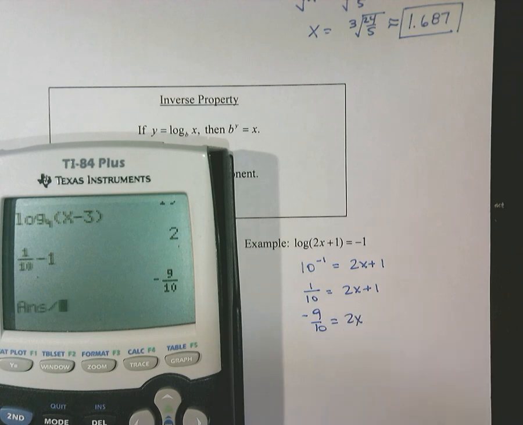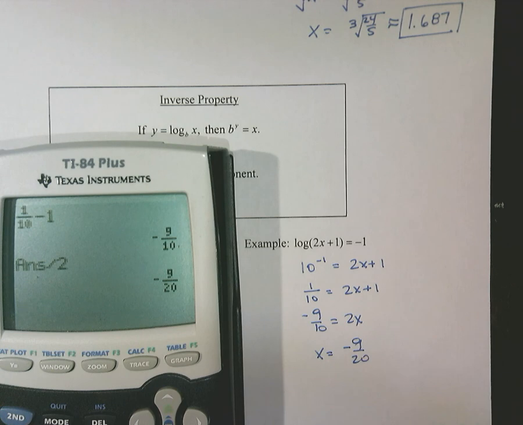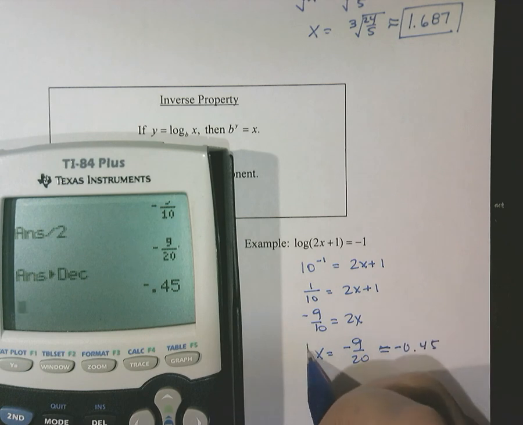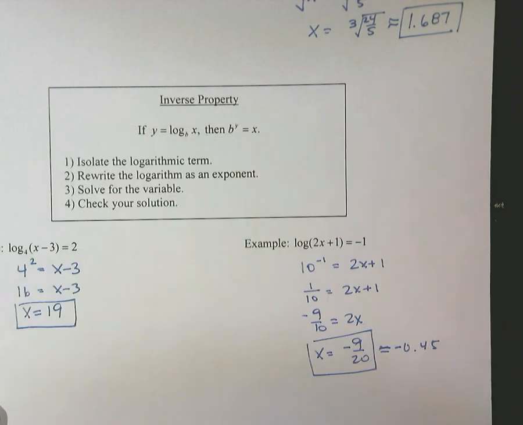I'm going to divide that by 2, and I get negative 9/20. I could leave that as a fraction. I could write it as a decimal. Same thing as negative 0.45. I prefer the fraction, but you don't. It does not matter. On a multiple choice test, which I don't do in this course, you'd have to be able to figure out which one is the correct answer you need, the fraction or the decimal. They wouldn't both be there.